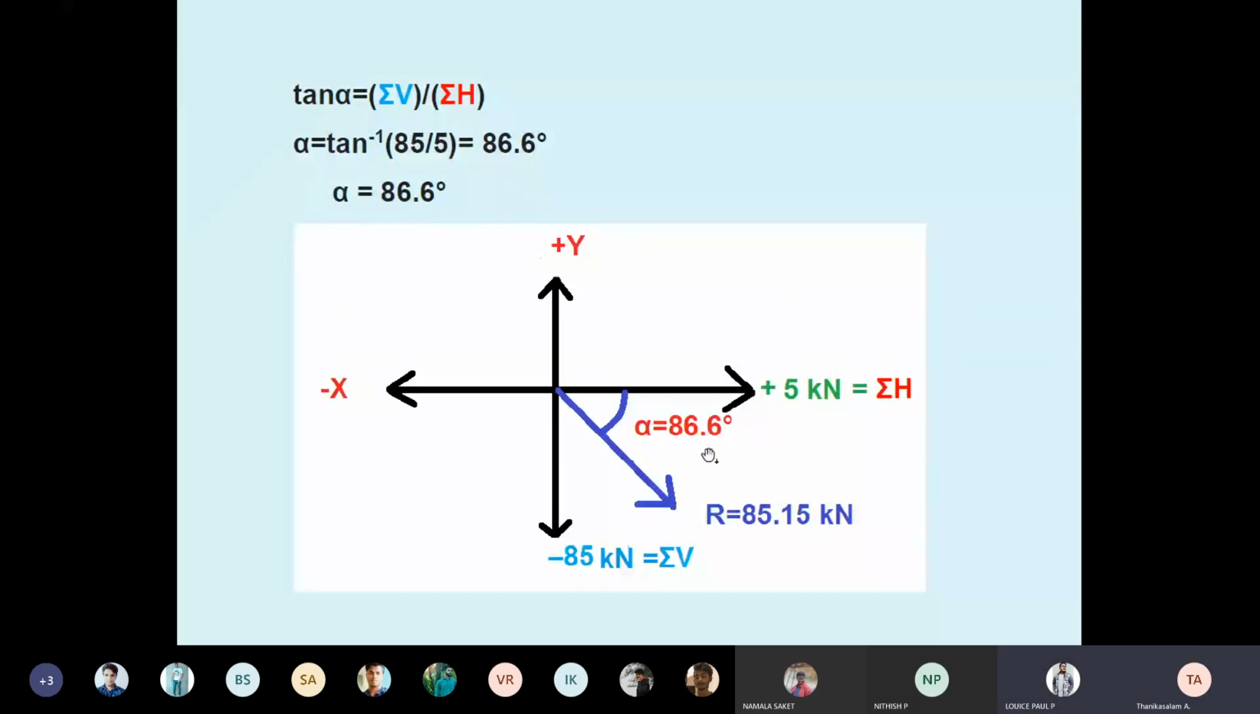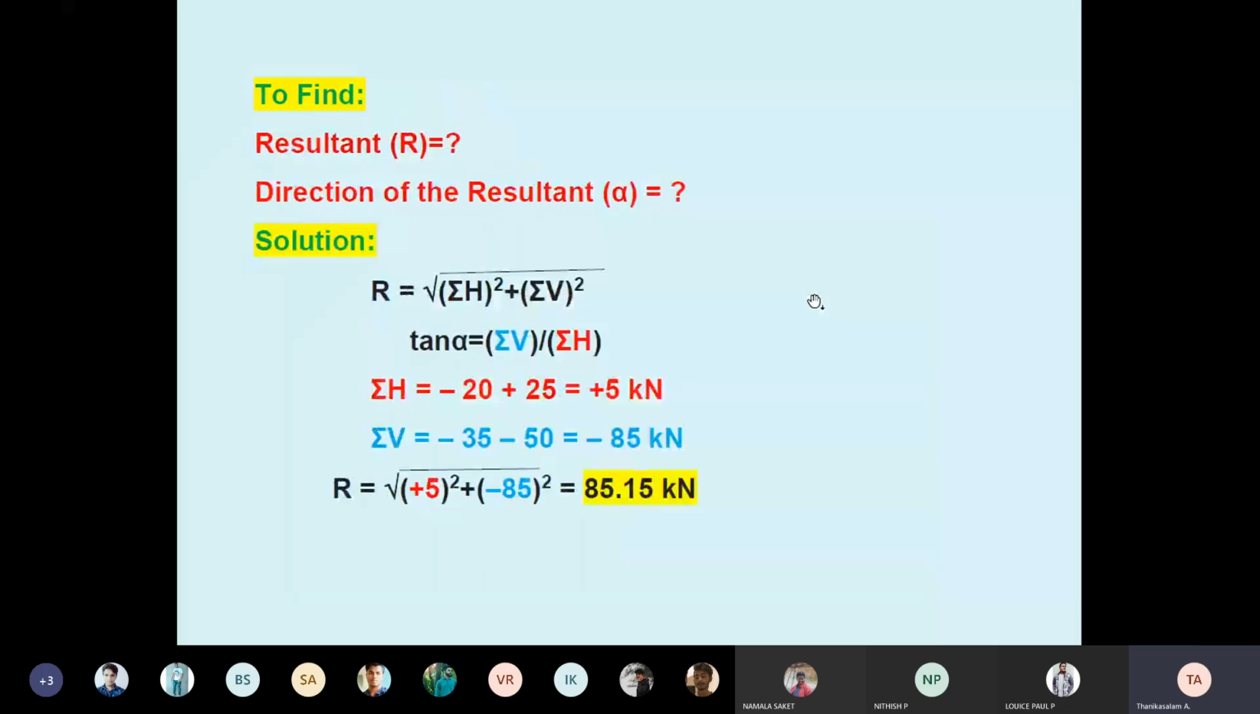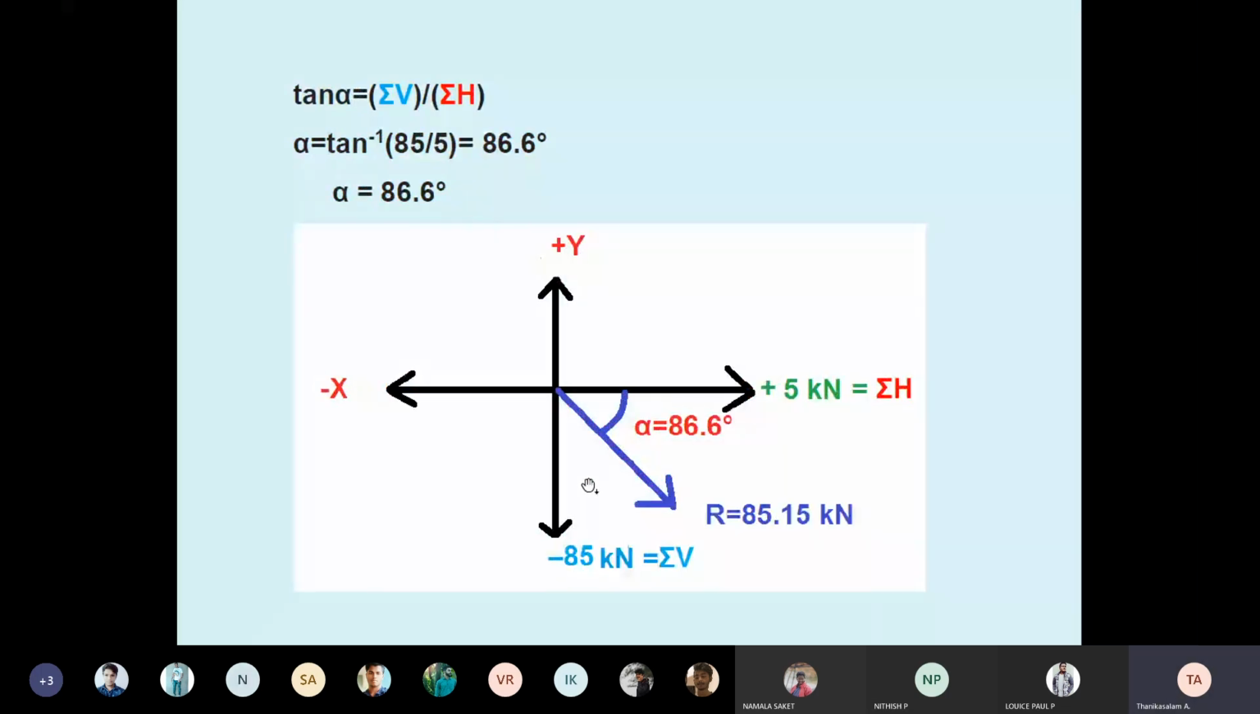Understand? Fourth quadrant. So see the given diagram, we replaced all forces with a single force R equal to 85. Why did I mention the fourth quadrant? Because summation H is positive and summation V is negative, so it lies in the fourth quadrant. Understand?